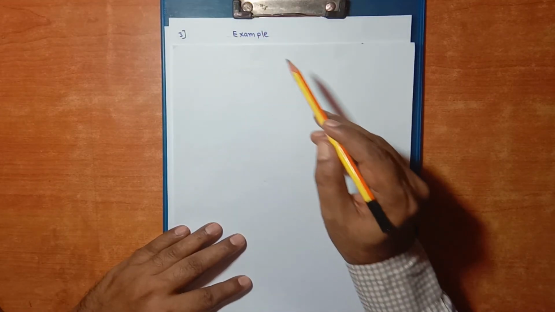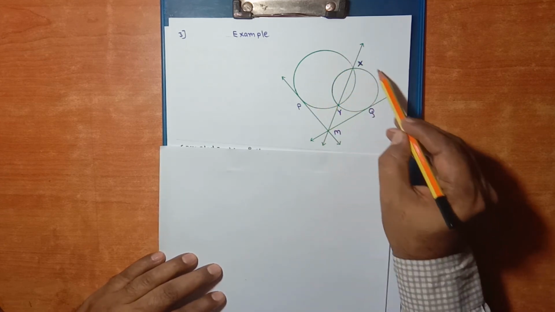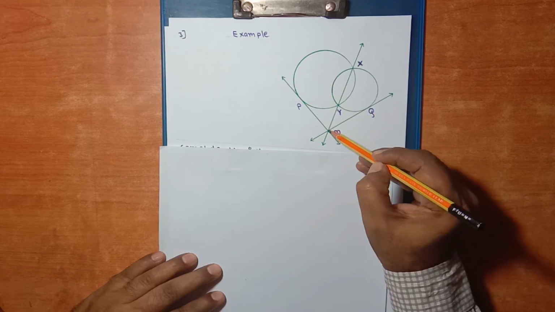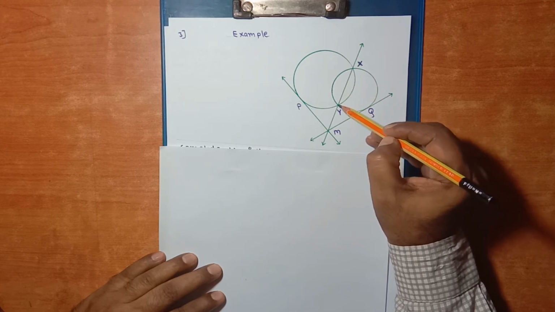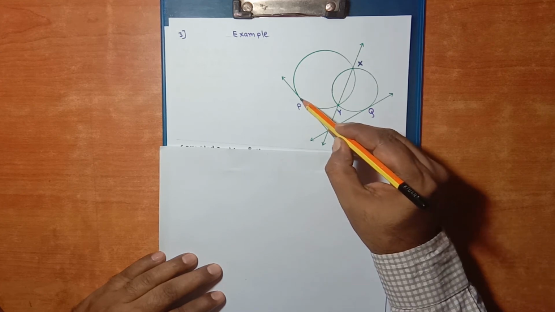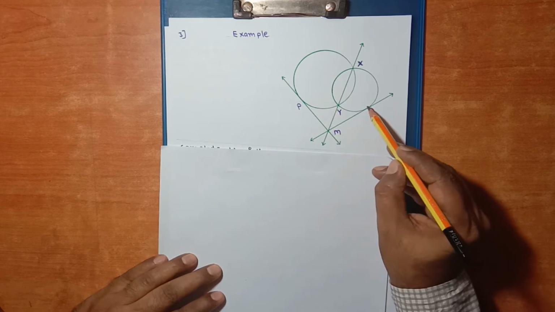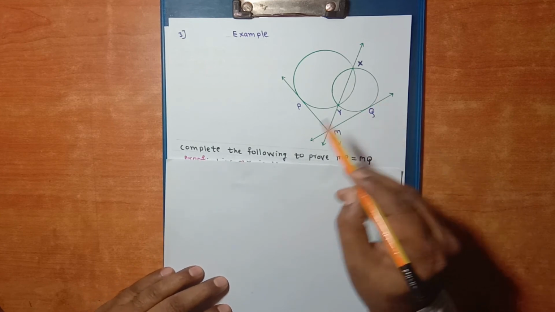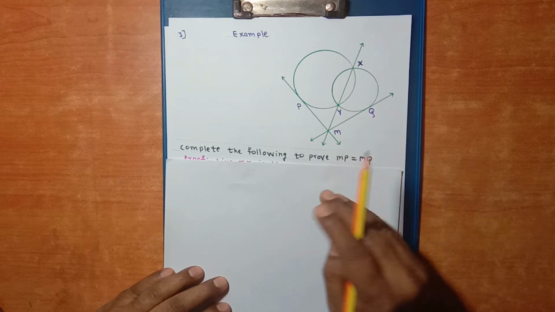In example 3, two circles intersect each other at points X and Y, and line MY is the secant. It intersects both these circles at points Y and X. Line MP is a tangent to one circle at point P, and line MQ is tangent to another circle at point Q. Now here, complete the following to prove MP is equal to MQ.